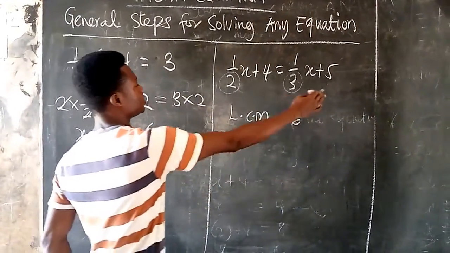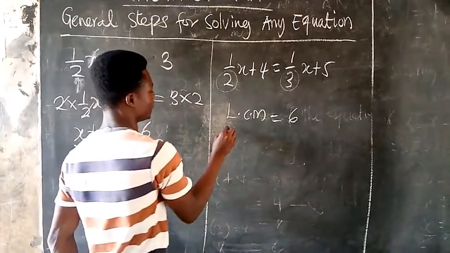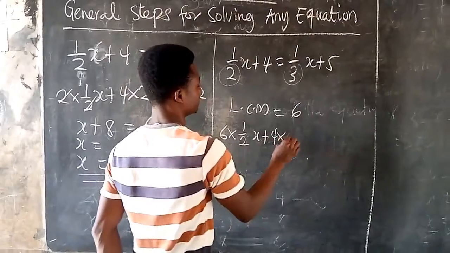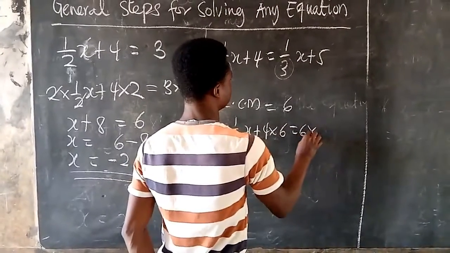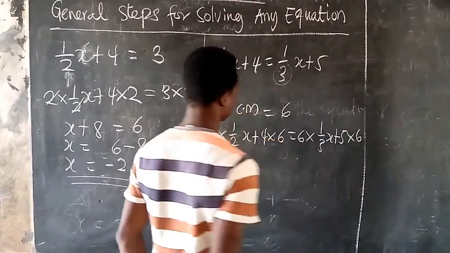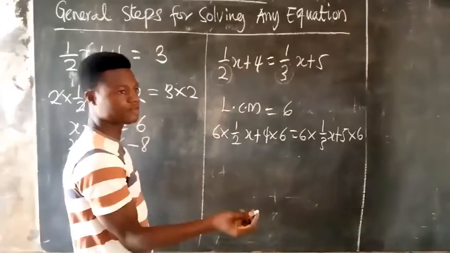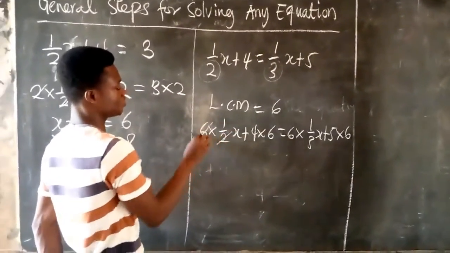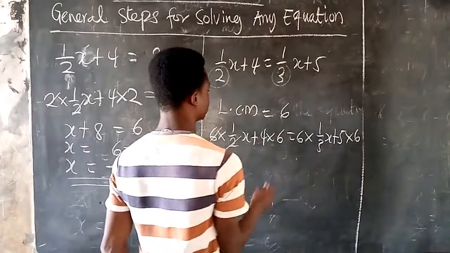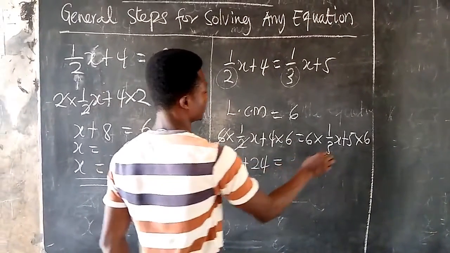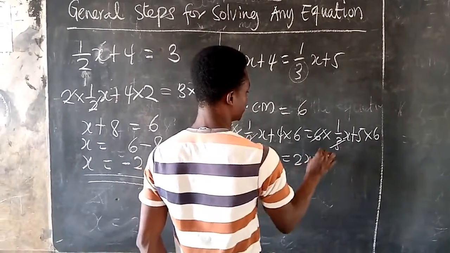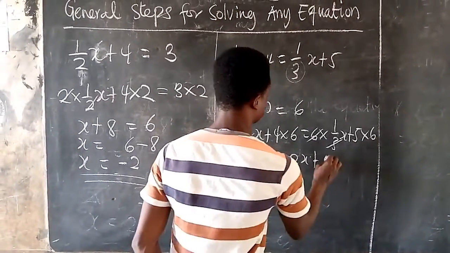So we multiply the equation through by 6. We multiply 6 on 1 over 2 x plus 4 times 6 is equal to 6 times 1 over 3 x plus 5 times 6. We want to get rid of the fraction. So 2 goes into 6 3 times, so we get 3x plus 4 times 6, which gives us 24. 3 will cancel 6 and we get 2, so 2 times x gives us 2x, plus 5 times 6, which gives us 30.